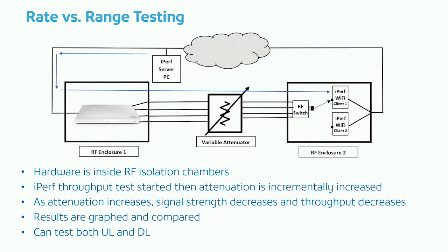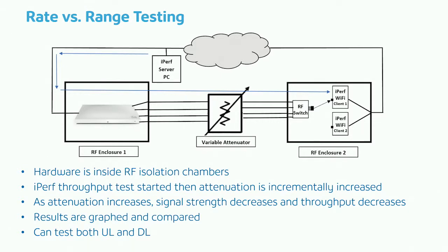This is a diagram of one of our test setups, rate versus range. It's a relatively simple and inexpensive test to set up. The AP is inside one RF enclosure, and the client or clients are in another. Like all of our testing that we do, except for the use case testing, it's conducted testing with cables connected directly to the antenna ports on the access point. If you're working with an AP that has internal antennas, that does require a little surgery to make that happen.